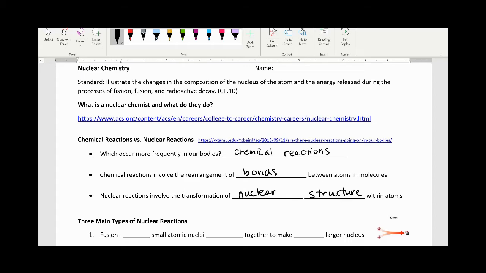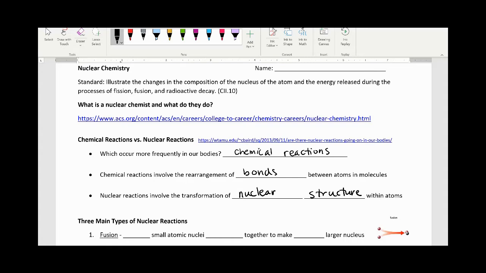So in a chemical reaction, you're not changing the identity of the atom. You're not changing its nucleus. You are changing the identity of the molecule, but the atoms overall stay the same. If you start with carbon in one of your reactants, one of your products should also have carbon.